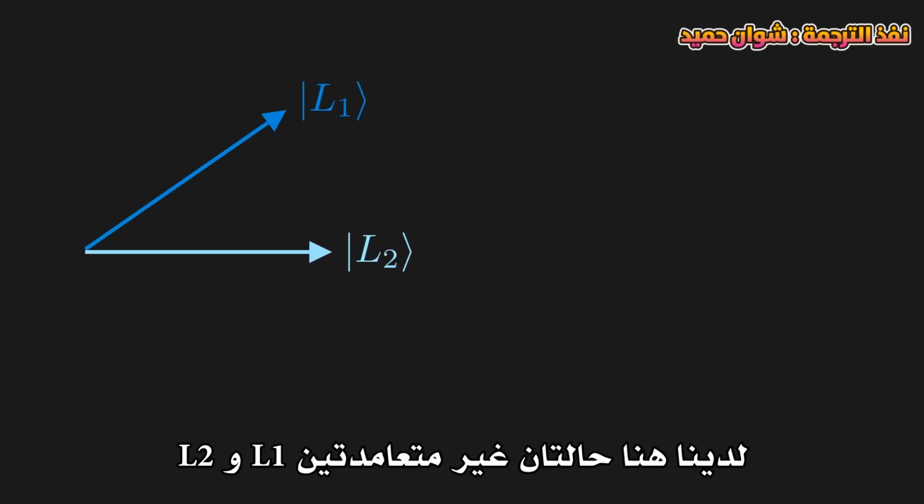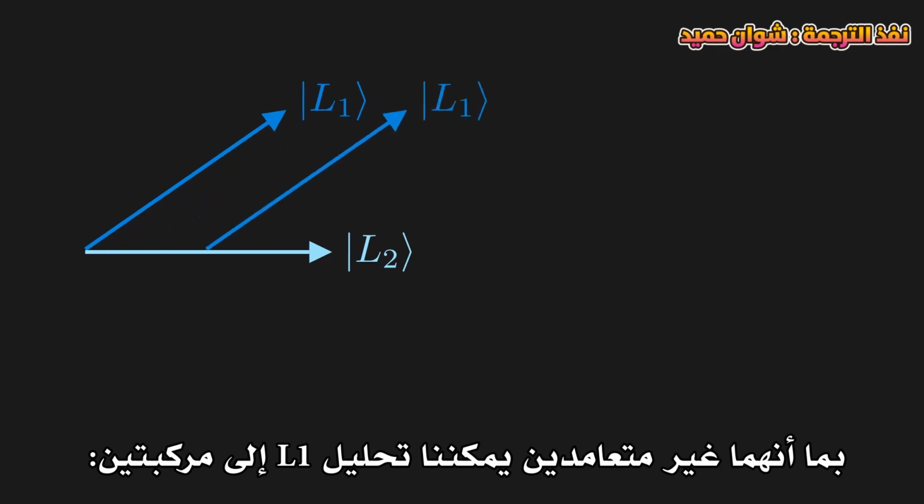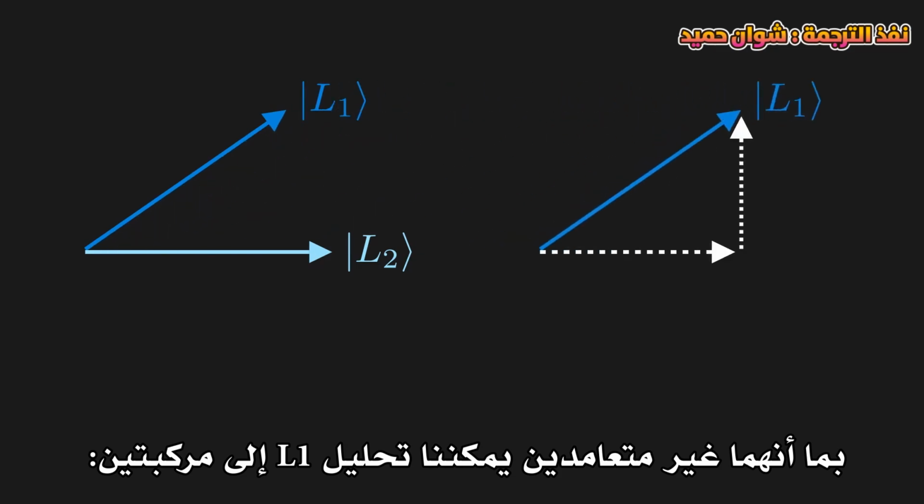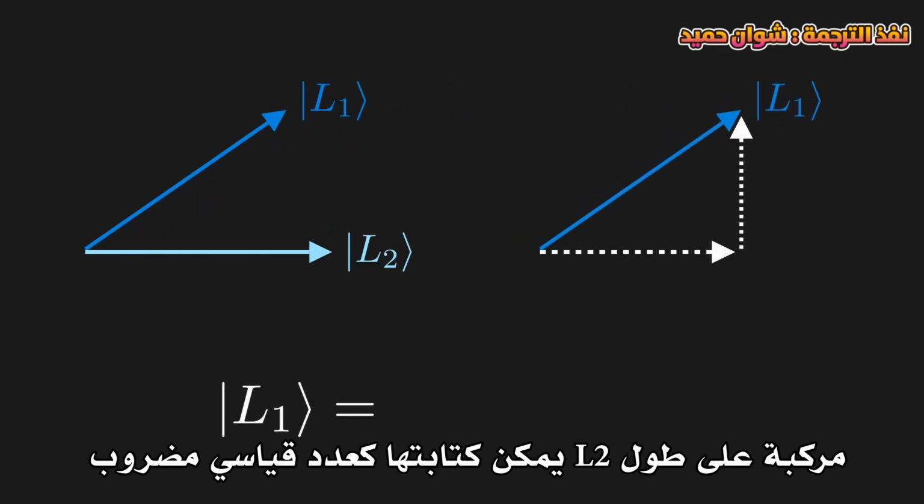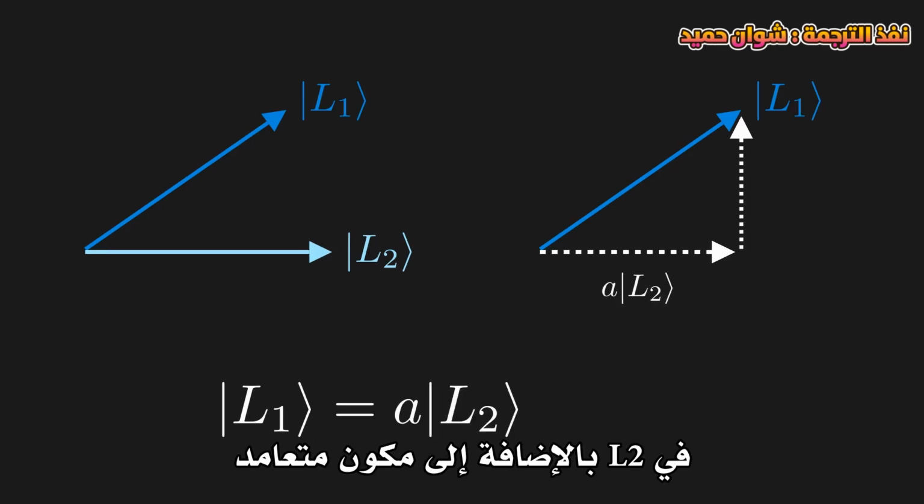Lastly, we can actually conclude that the eigenstates must be mutually orthogonal, i.e. perpendicular. We can use the arrow analogy to see why this is true. Here we have non-orthogonal states L1 and L2. Since they aren't orthogonal, we can decompose L1 into two components. One component along L2, which we can write as some scalar times L2, plus some orthogonal component.